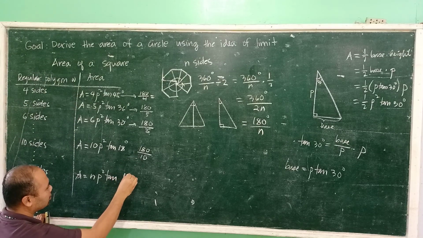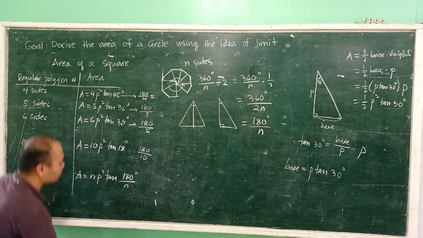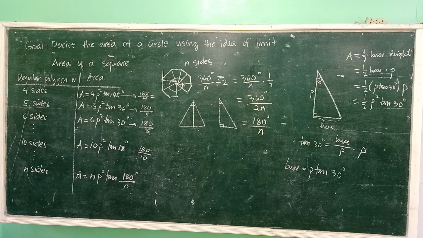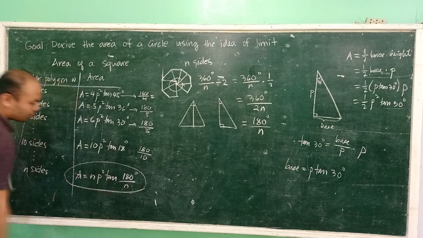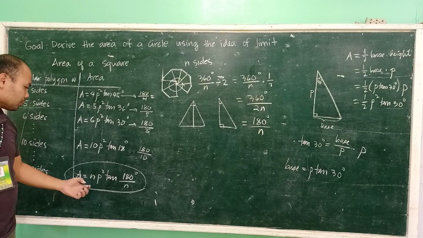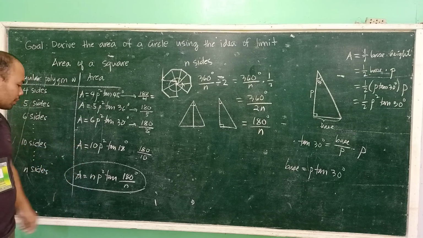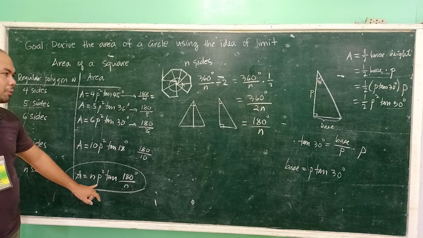Tangent of 180 degrees over n. So, that's the area of any regular polygon with n sides. So, we take note of this important formula. So, what is given in this? What is given to find the area of any regular polygon? The number of sides and the length of the apothem p.